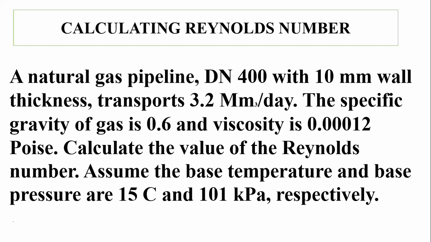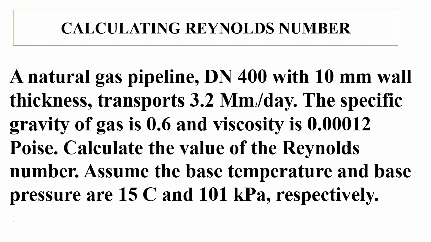A natural gas pipeline DN 400 with 10 mm wall thickness transports 3.2 million meters cube per day. The specific gravity of the gas is 0.6 and the viscosity is 0.0012 pounds. Calculate the value of the Reynolds number, assuming the base temperature and base pressure are 15 degrees C and 101 kilopascal respectively.